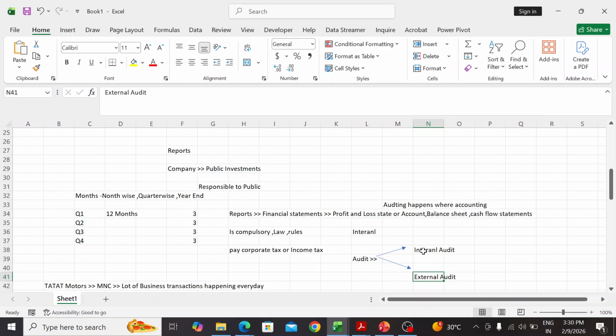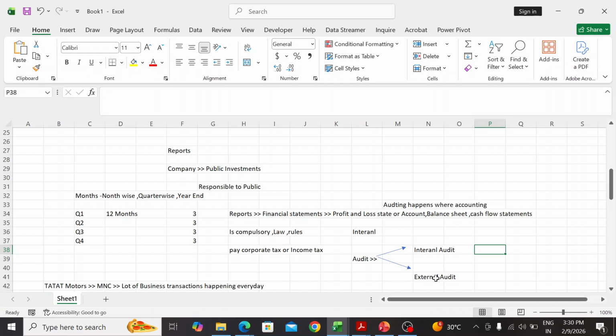It's not part of our Oracle ERP. It is part of enterprise structure. So at the enterprise level, we will engage the internal audit people. They will do the audit.